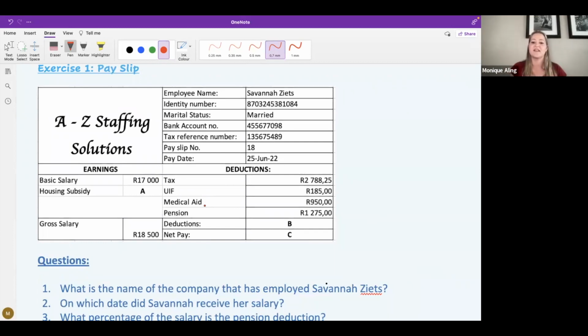So my advice, whenever looking at a financial document, just take some time to look at it, see all the information that they're giving you. So I'm going to give you a little bit of time now just to have a look at this. Exercise 1, payslip.